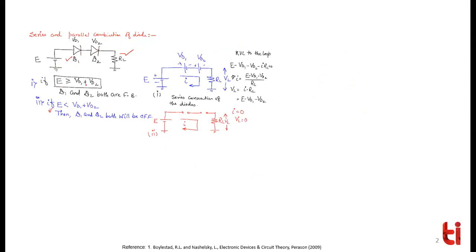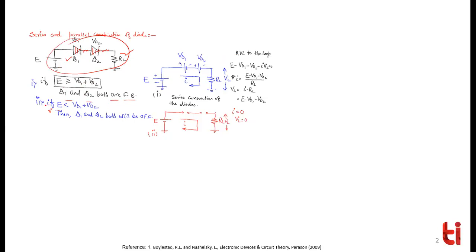One, if E is greater than VD1 plus VD2, it's very simple. D1 and D2 both are in forward bias. So simply you can replace it with the forward bias conditions, meaning if you are solving with the ideal model, you can simply short it. If you are solving with the simplified linear model, you can have a 0.7 battery over here and a 0.7 battery over here and two resistances of 10 ohm and 10 ohm. You have a simple battery and resistor combination question. So simply you can apply KVL and find out the result.